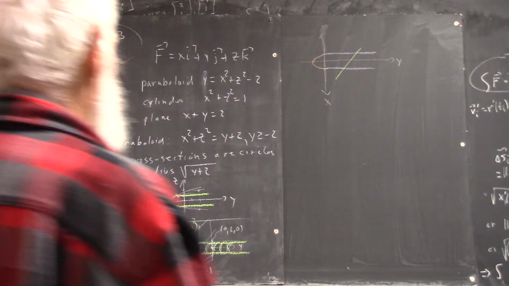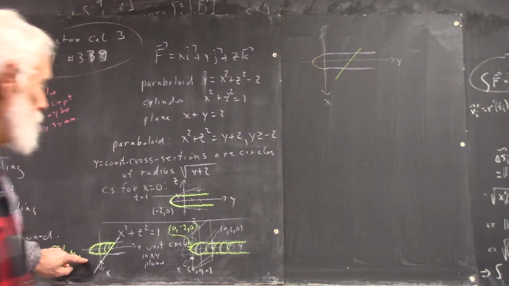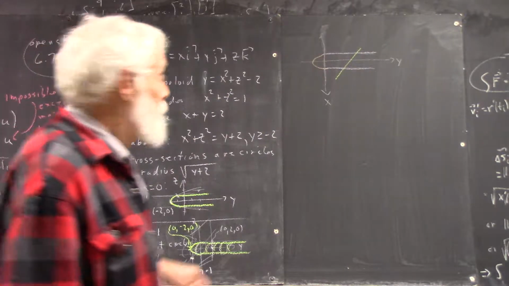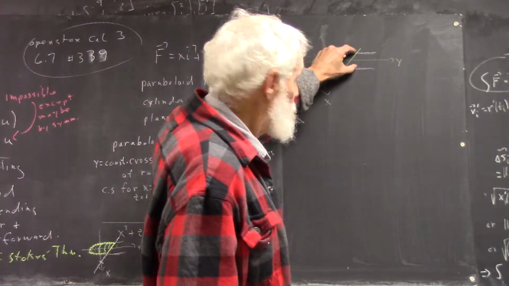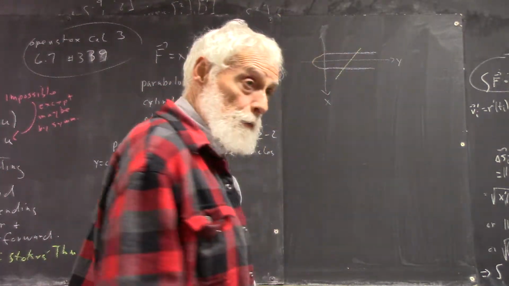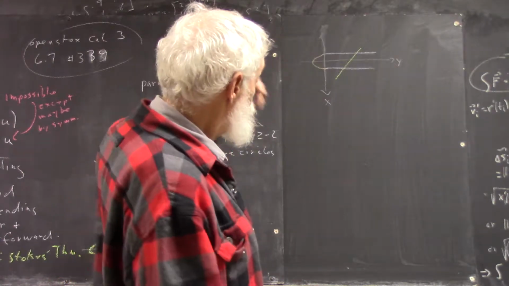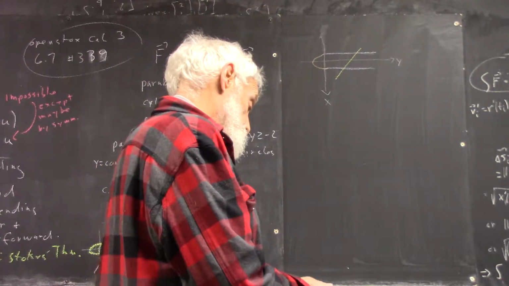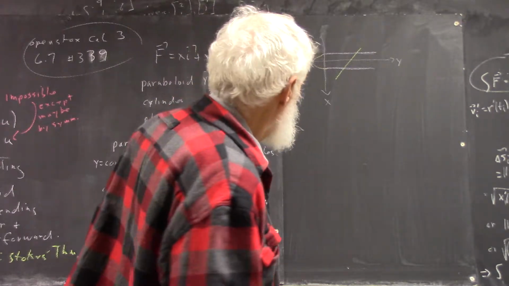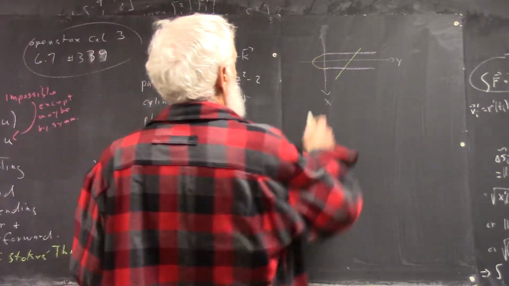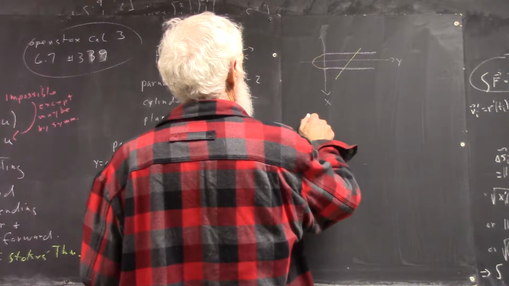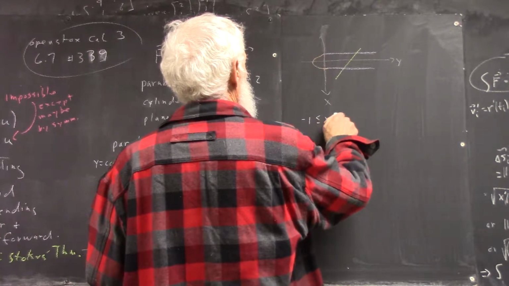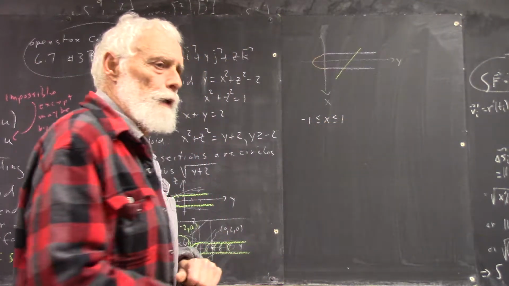Okay, looking at this region, again, the same region I sketched here, we've got the parabolic section, the cylindrical section, and the truncating plane, right? Just looking at that shape, it seems to me that we'd start by saying x goes from -1 to 1.